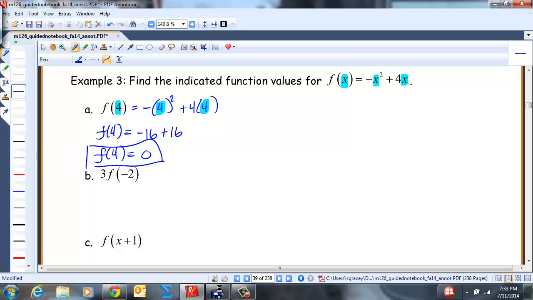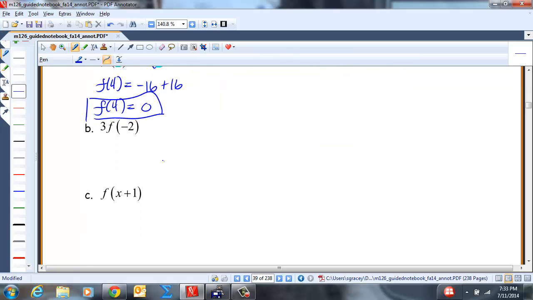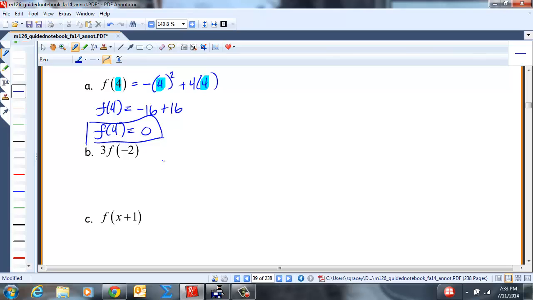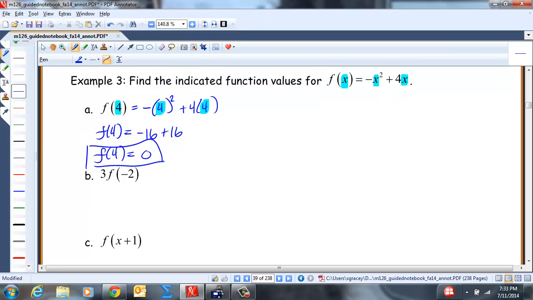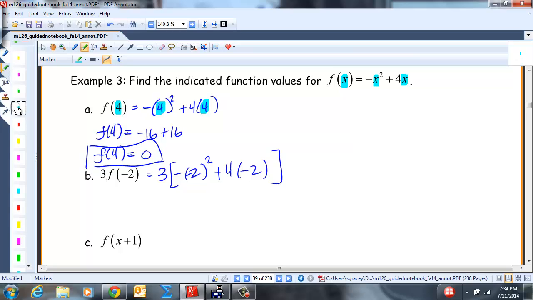Good so far? Great. So now we're going to triple the function evaluated at -2. So we're still working with that same function. So this is going to be equivalent to 3 times, and then wherever we see an x, we're going to plug in -2. So the opposite of -2 squared plus 4 times -2. So in this case, we have -2 as our input value. And then at the end of the day, we're going to triple our result.